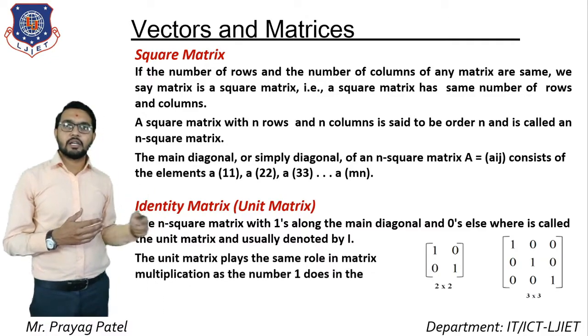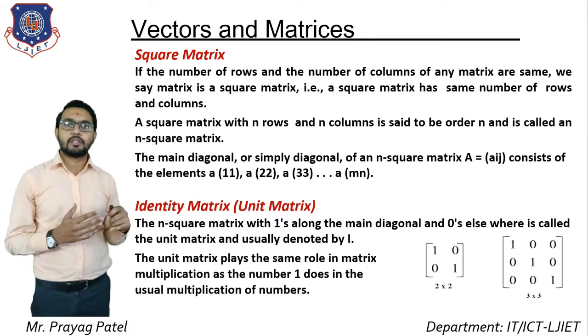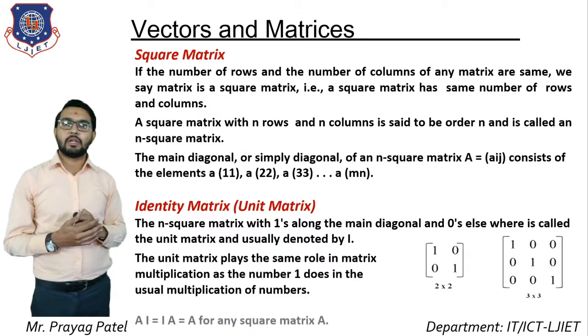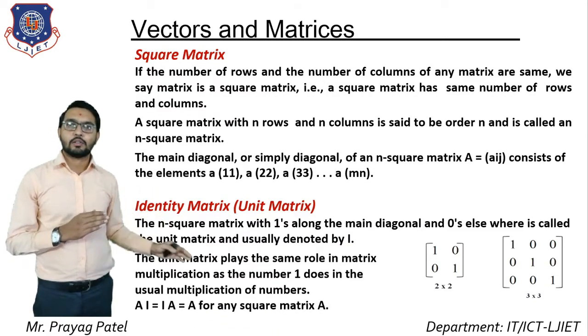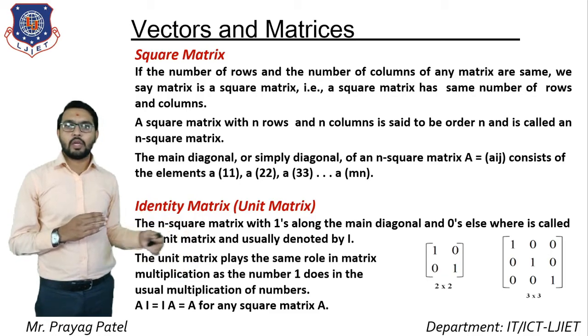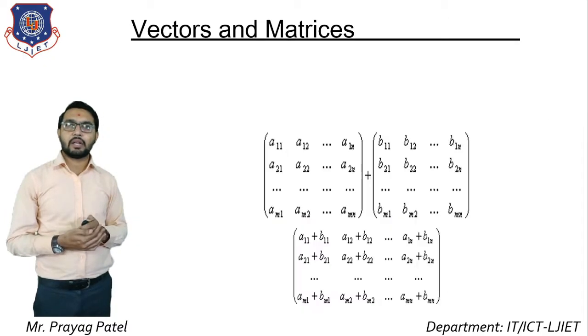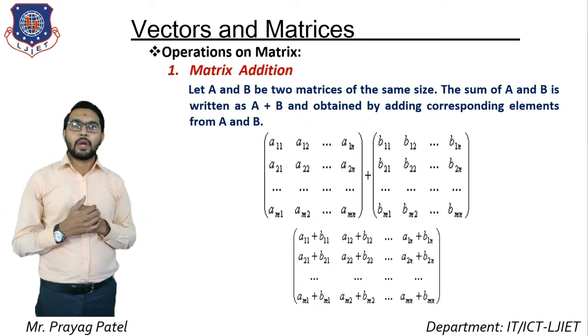Here the unit matrix plays the same role in matrix multiplication as the number 1 does in the usual multiplication of numbers. So if you apply multiplication on an identity matrix, the answer is the same as it is. So A into I or I into A equals A for any square matrix. Now consider the operations performed on a matrix.